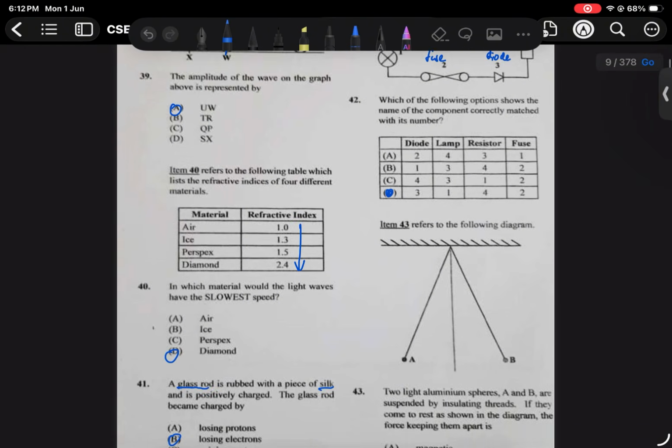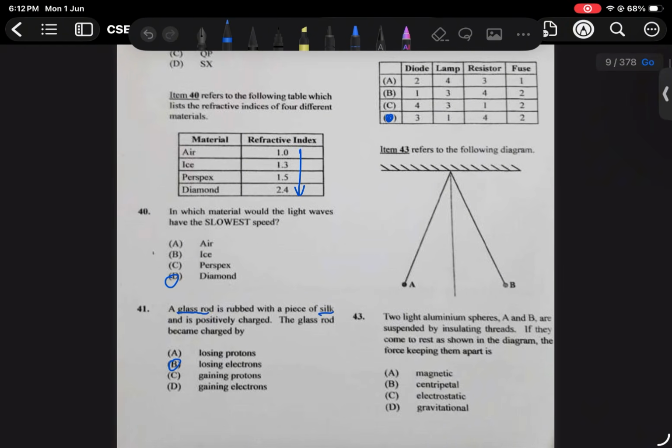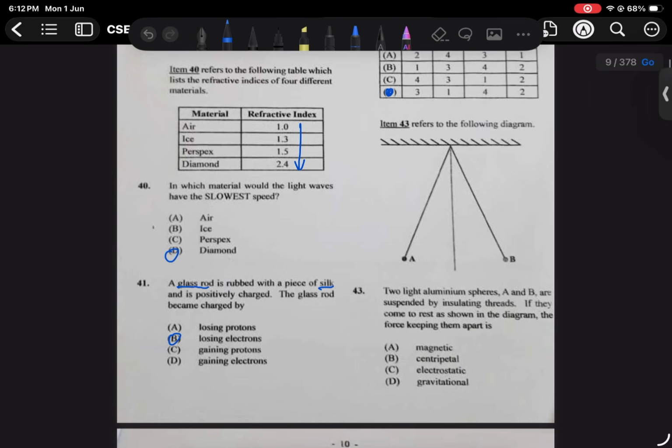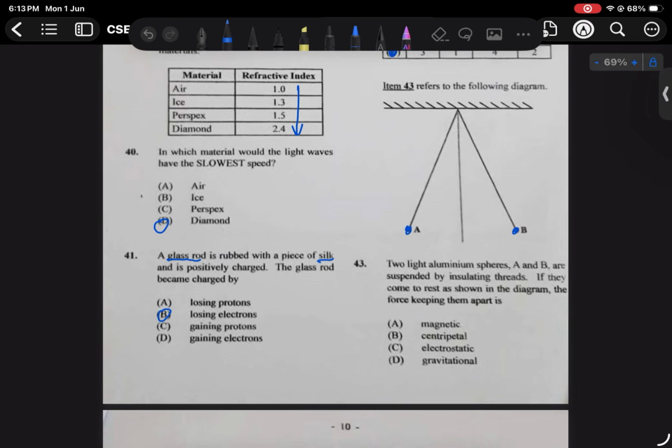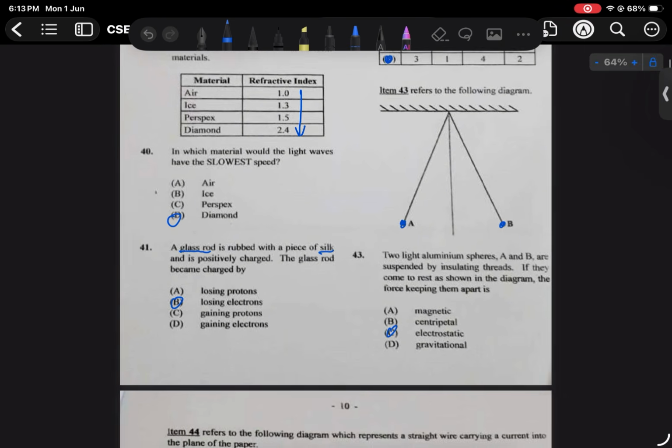Item 43 refers to the following diagram. Two light aluminum spheres A and B are suspended by insulating threads. If they come to rest as shown in the diagram, the force keeping them apart is... Okay, so I'm inferring here that they have the same charge and that's what's making them repel. So it'd be electrostatic. Okay.